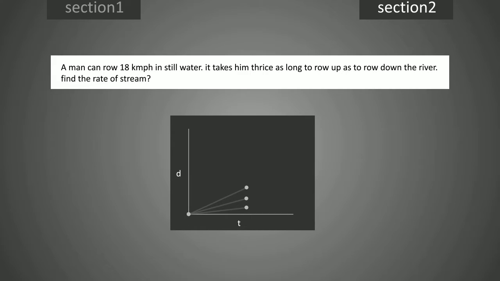A man can row 18 kilometers per hour in still water. It takes him twice as long to row up as to row down the river. Find the rate of stream.